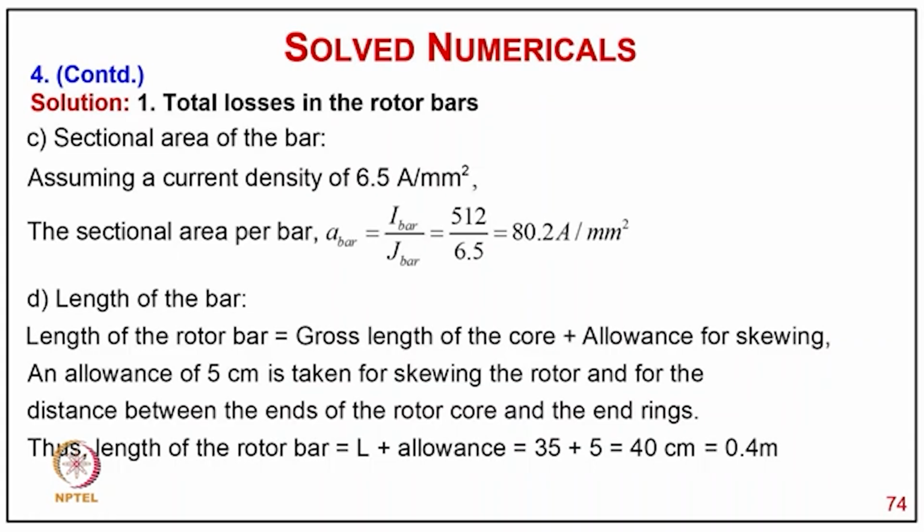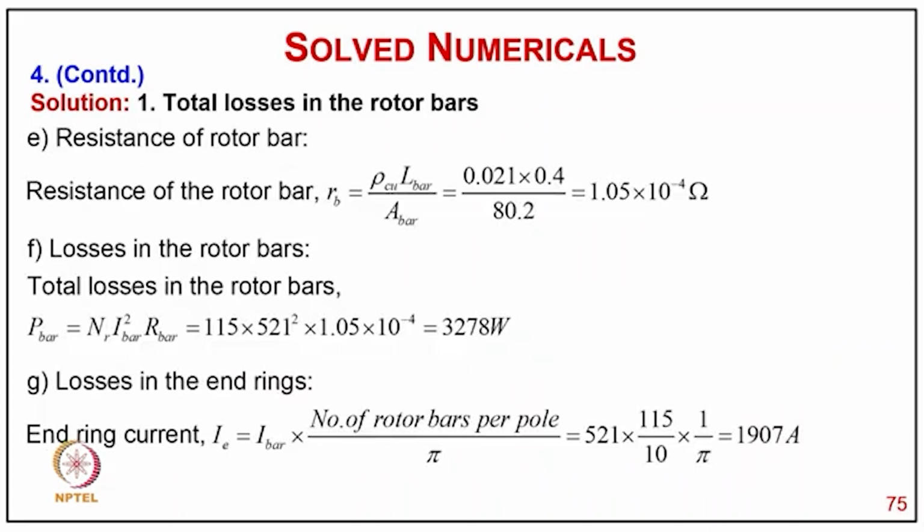So putting value 80.2 ampere per meter square, and length of the bar equals length of the rotor bar, gross length plus allowable clearance of 5 cm taken for skewing and the distance between the ends. So length of the bar is L plus allowances, so it comes 35 plus 5, 40 centimeter, that's 0.4 meter. Resistance of bar, R B equals rho Cu into L B by A bar. So putting value, 1.05 into 10 power minus 4 ohm.